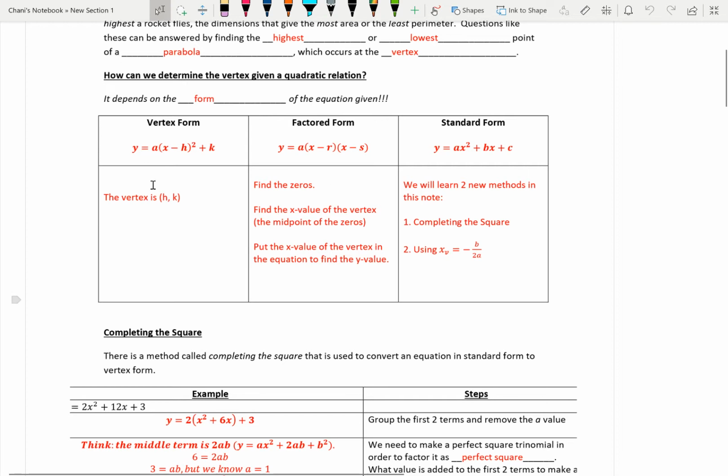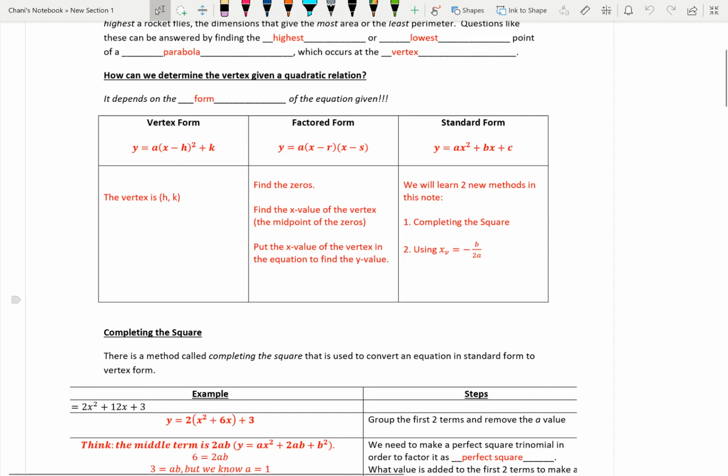So vertex form is the simplest one to see the vertex because it's just the h and the k. H is the x value of the vertex, k is the y value. Done. In factored form, we can find the zeros. Then the x value of the vertex is the midpoint of the two zeros, and then you can take that x value, put it back into the equation, and bam, you get your y value.